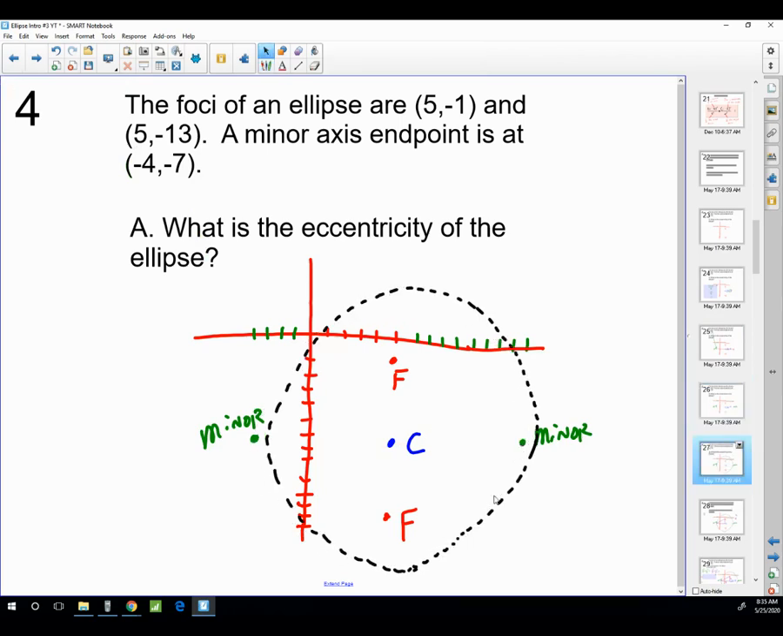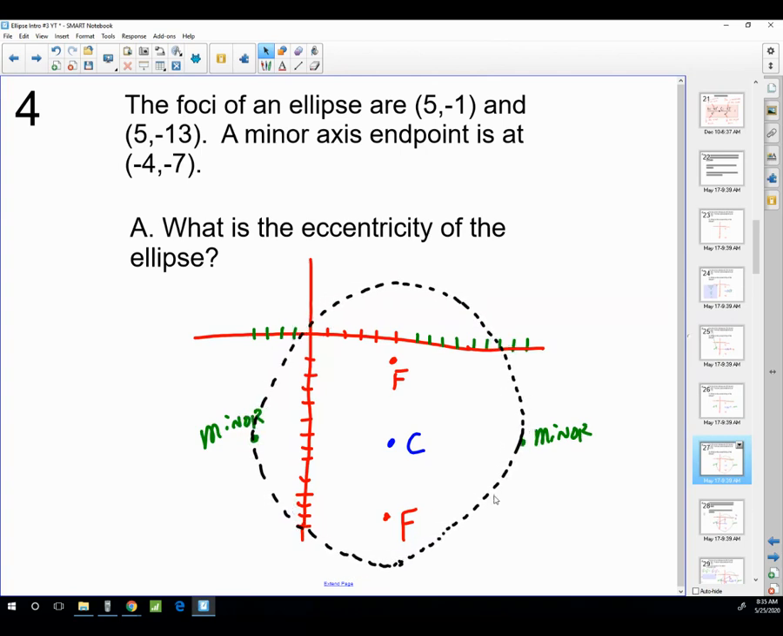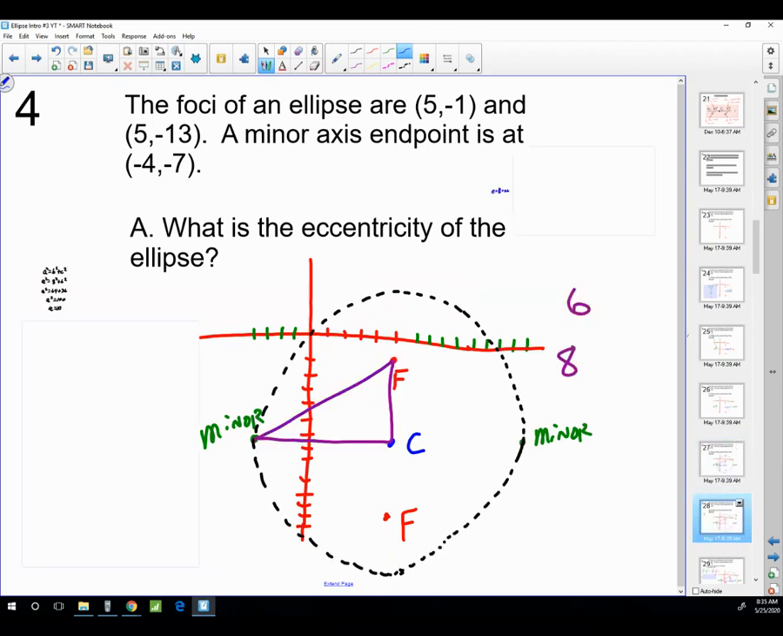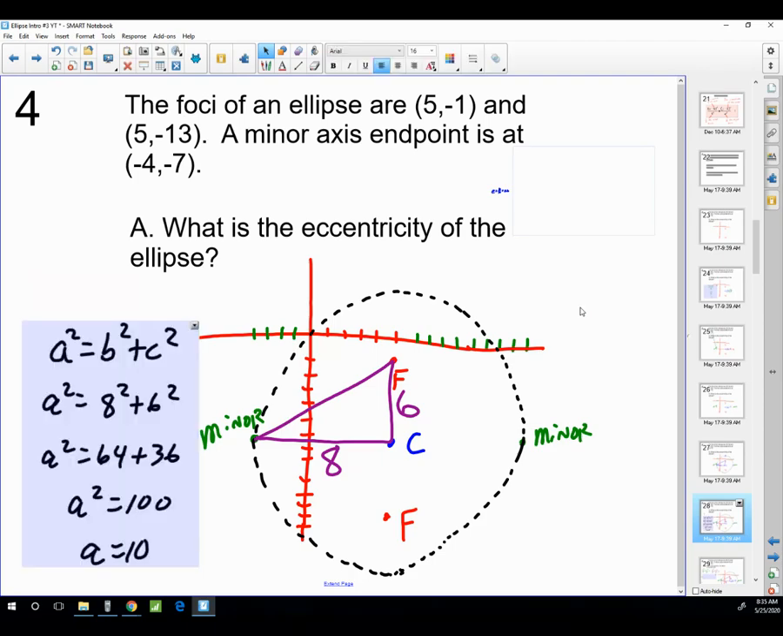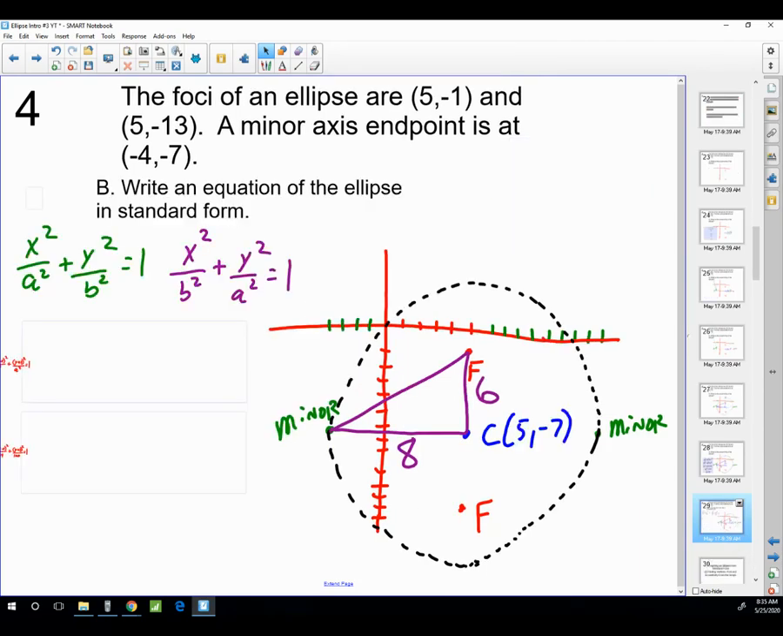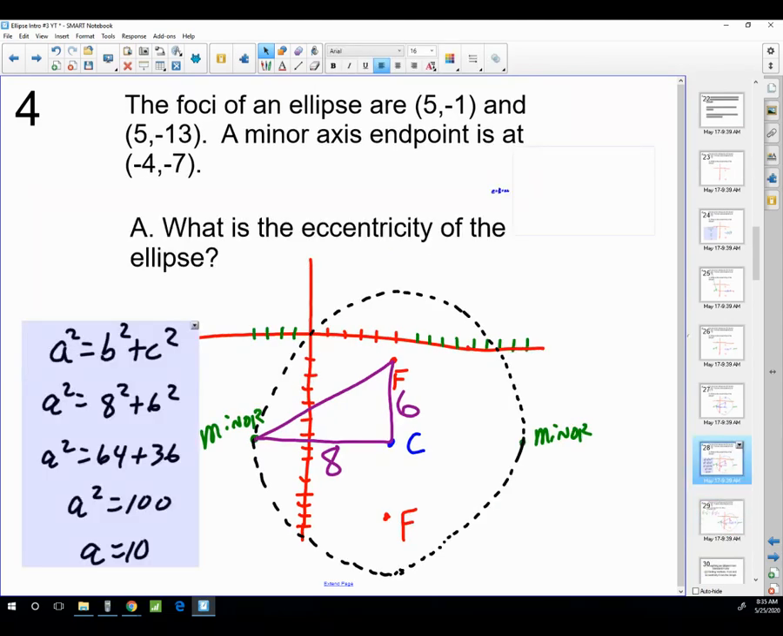Keep in mind the ellipse is not as important as the right triangle: center, minor, focus, center, minor, focus. You have to keep telling yourself that, no major, please. And in the right triangle, center to focus is 6, center to minor is 8. We can do the Pythagorean theorem to find that A value, and it looks like 10 to me. And we want to go back and do the eccentricity, which is going to be 6 over 10. Remember, it's C over A, and it's 0.6.